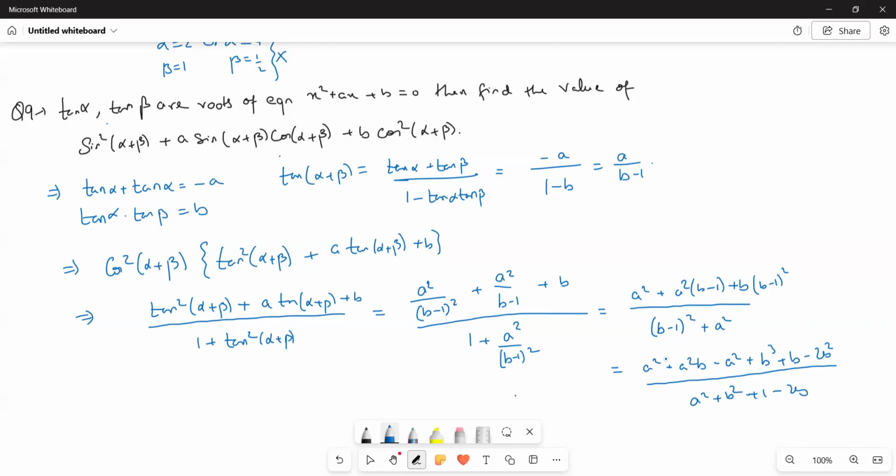So what is simplifying now? The a square cancels. From the numerator we can take b common, so we'll have a square plus b square plus 1 minus 2b, divided by a square plus b square plus 1 minus 2b. So this cancels. What is the final answer? B. The value of this expression is B.